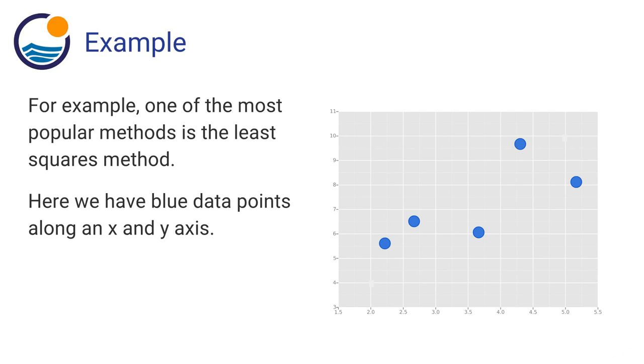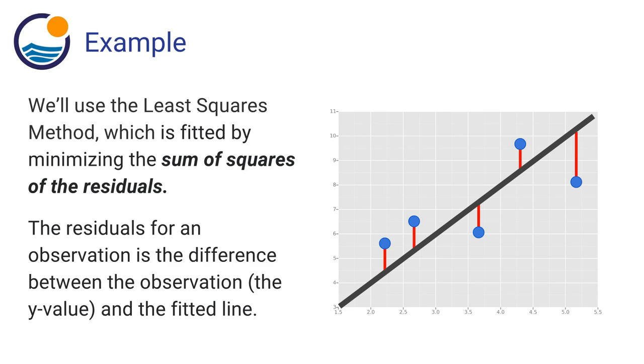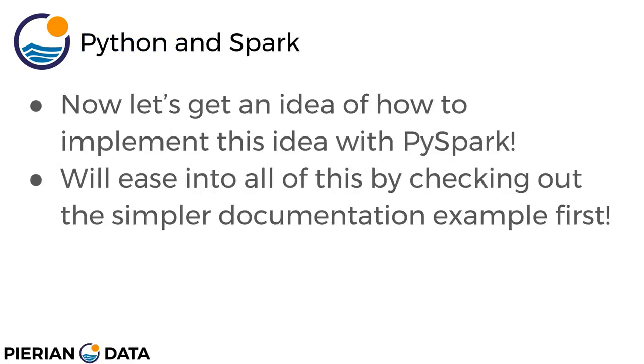So for example, one of the most popular methods is the least squares method. So here we have some blue data points along an x and y axis. Now we try to fit a linear regression to the line. However, the question remains, how do we decide which line is the best fitting one? In order to decide which line fits this data the best, we can use the least squares method, which is fitted by minimizing the sum of squares of the residuals, where the residuals for an observation is the difference between the observation itself, that y value, versus the fitted line. So essentially the residual there are those red lines in this plot.